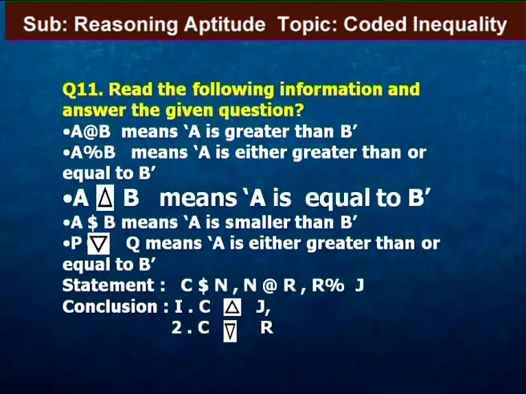So, greater than, less than, greater than or equal to, less than or equal to, these are the inequalities. So, we go to the question. That question is: A at the rate B means A is greater than B. A percentage B means A is either greater than or equal to B. A dollar B means A is smaller than B. A nabla B means A is either smaller than or equal to B.